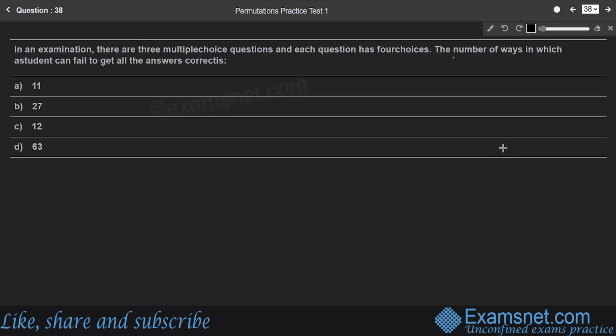Question 38. In an examination, there are 3 multiple choice questions and each question has 4 choices. The number of ways in which a student can fail to get all the answers correct is. So students, there are 3 multiple choice questions: question 1, question 2 and question 3. Each question has 4 choices: 1, 2, 3, 4. Question 3 also has 4 choices, right?